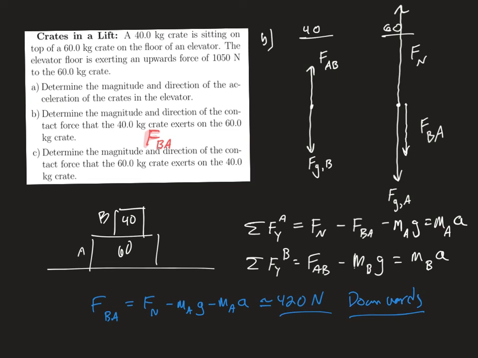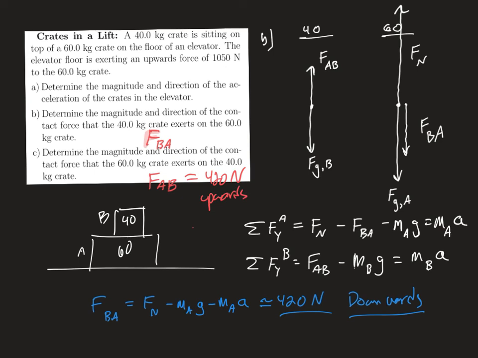Now, to answer part C, determine the magnitude and direction of the contact force that the 60 kilogram crate exerts on the 40 kilogram crate. We want to be careful in our notation. That means we're looking for FA on B. But of course, because of Newton's third law, we know that FA on B, it's right here, is acting on a different object, but it's the same size as FB on A. So the answer to FA on B is, again, 420 newtons, but now it's pointed upwards. So I didn't have to do any actual work there.